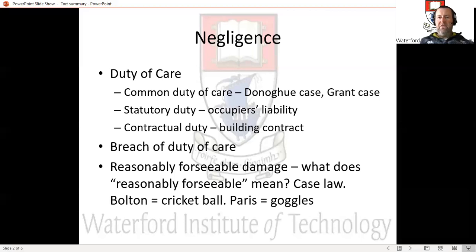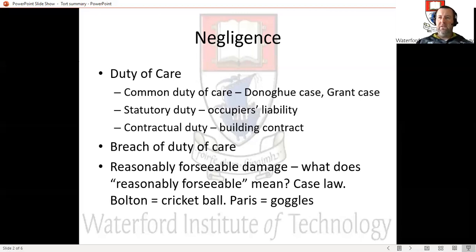Sometimes the specific duty might be more than reasonable care. It may be specified in statute. So we'll be looking at the Occupier's Liability Act. So for example, there's a duty there for trespassers that's classified as reckless disregard. So the legislation specifies the statutory duty of care. And then you might have additional duties that you've promised to do things in a contract.